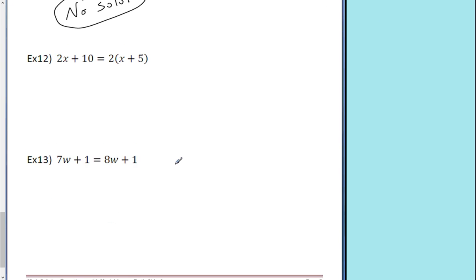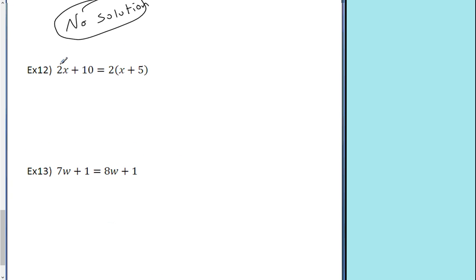Okay? Second example, or example 12. Distribute my 2 first. I get 2x plus 10 equals 2x plus 10. Well, right off the bat, these are equal to each other, so something special is going to happen. Let's get rid of the 2x first by adding a negative 2x to both sides. And I end up with 10 equaling, that makes 0, that makes 0. I have 10 equals 10. Does 10 equal 10? Yes, they're equal. So this is true.